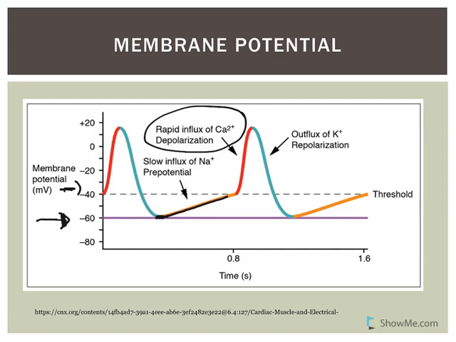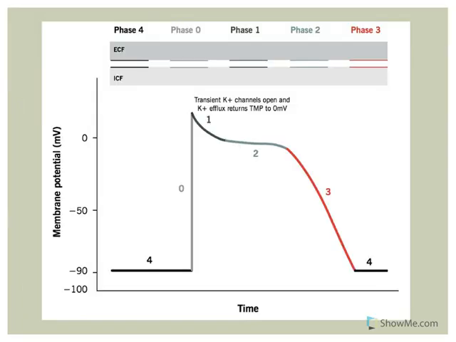So sodium slowly comes in, and then we generate an action potential that's going to set things off. It's going to start opening up voltage-gated sodium channels in atrial muscle, and it'll travel down parts of the conduction system and eventually set off the ventricular muscle. So we're going to look at how that ventricular muscle action potential looks.